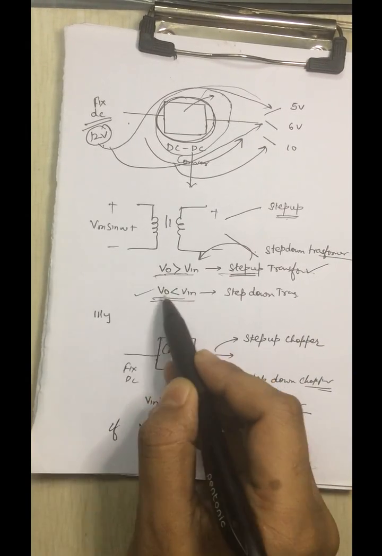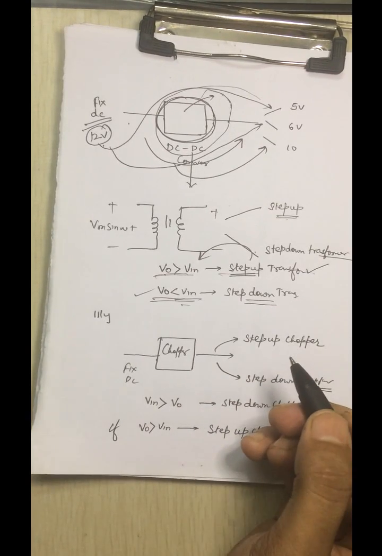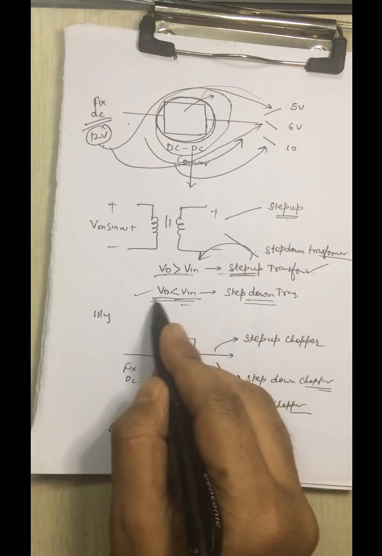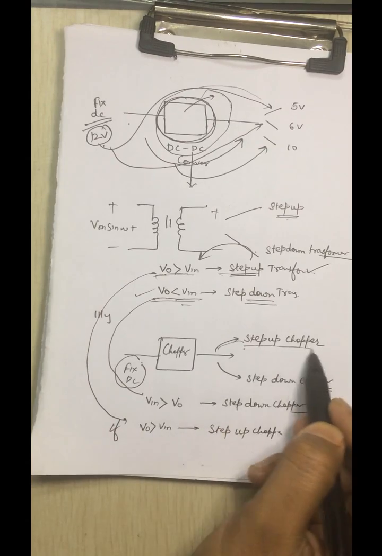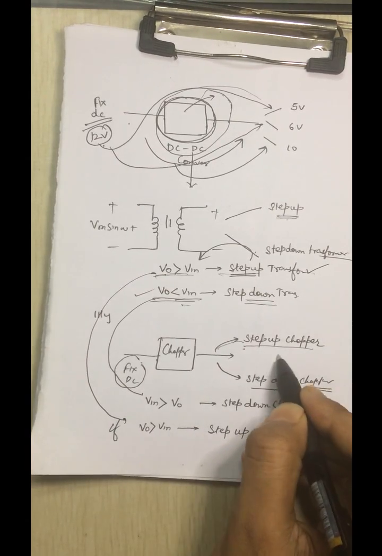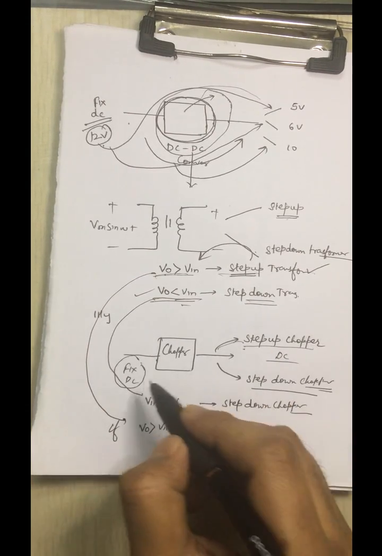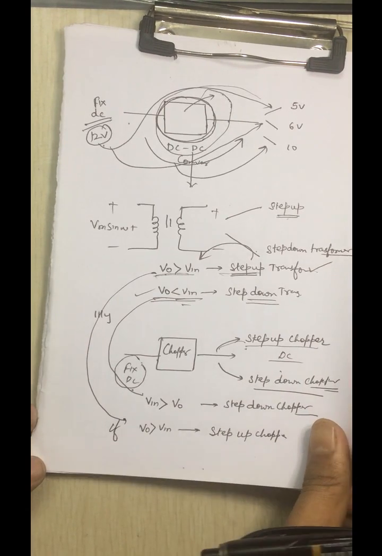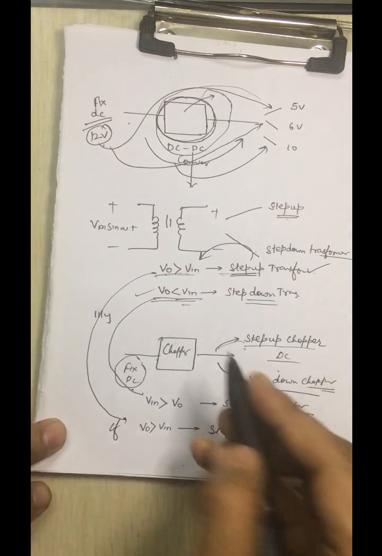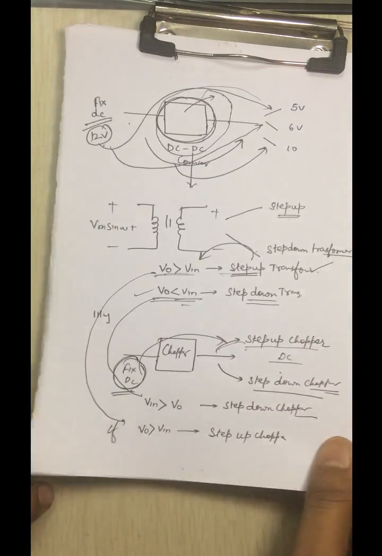And here we have also seen that when V output is less than V input, then this is a step down transformer. The same thing is happening in the case of a chopper also. You are giving the fixed DC and at the end you are getting a step up or a step down DC. Now how are we going to get the fixed DC into variable DC? Okay, so let's change my page.